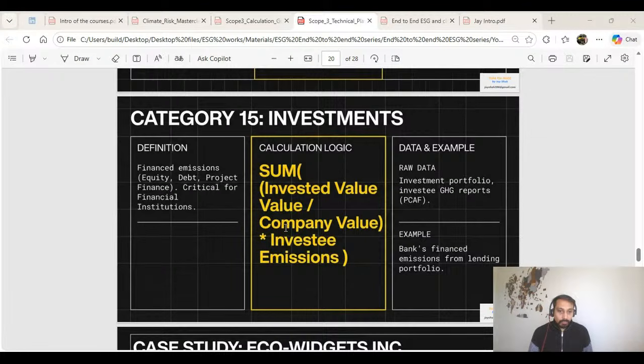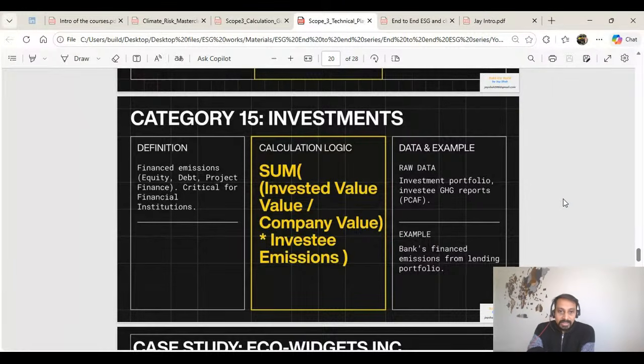So this is essential for banks and asset managers, and you have to follow the PCAF methodology so that you can calculate very easily. We try to categorize this category 15 in a very easy way so that you can understand better. But category 15 is very typical for banks and asset managers. Mostly category 15 is not part of the corporate companies and small and medium scale companies, because it's part of banks and asset managers. They have to calculate it because category 15 is the largest emissions category for those banks and asset managers.